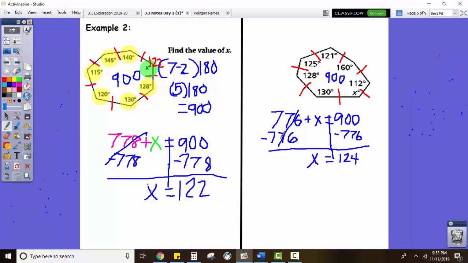Now, I know a lot of you see that you don't really need to write this equation to solve the missing angle. You'll probably just say, oh, I know it's 900 take away 776, and that's the missing angle. That's fine for a problem like this, but know that we're going to get some expressions involved in our polygons, and it's probably going to be a little bit more difficult.